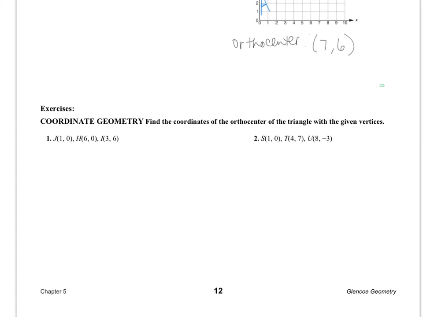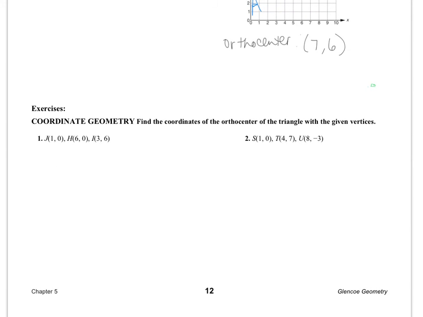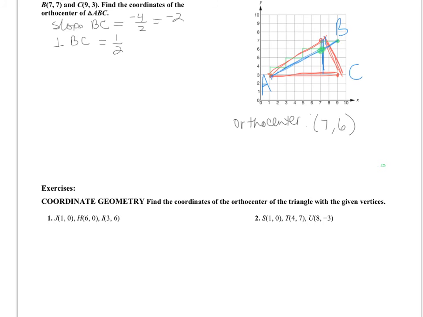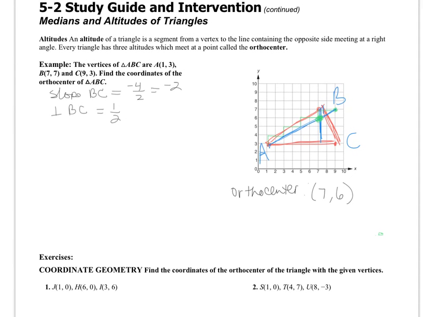Okay, you also have a couple of problems there. You're going to need some graph paper to graph, and you're going to practice finding that orthocenter using the given vertices.